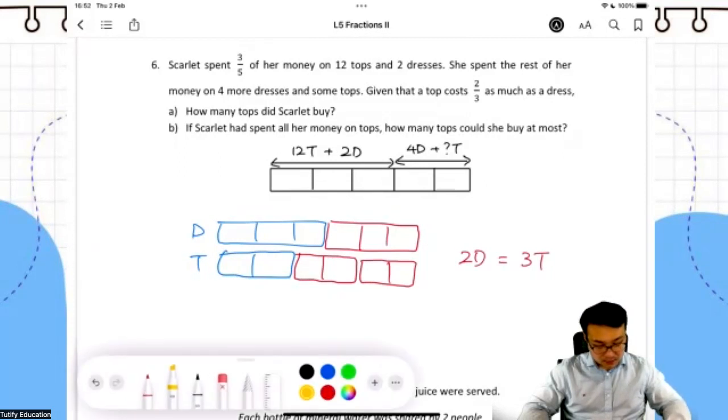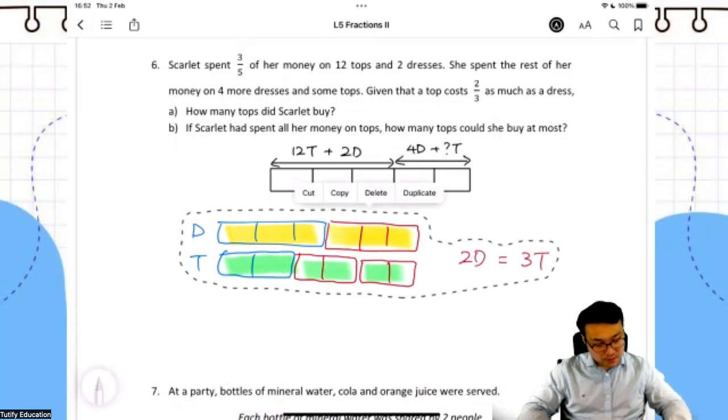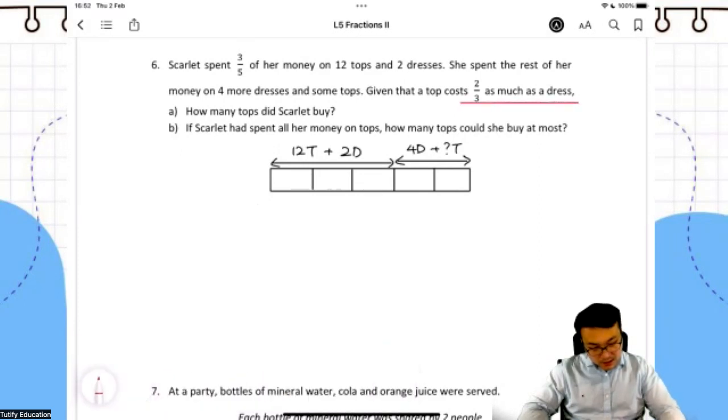Okay? 1, 2. 2 dresses equals to 1, 2, 3 tops. So that's what I can tell. 2 dresses equals to 3 tops. So let's write it down. So over here, I can tell that 2 dresses is equal to 3 tops.